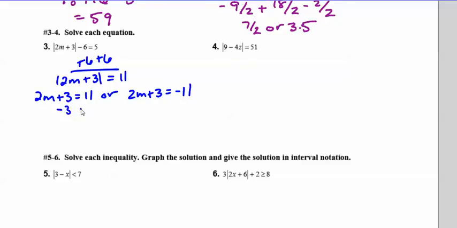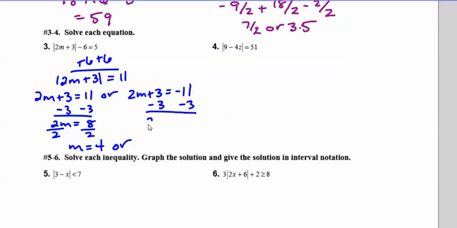So I will subtract 3 on both sides. 2m equals 8, and divide by 2. m equals 4. Or, over here when I subtract 3, I get 2m equals negative 14, and when I divide by 2, I get m equals negative 7. So there are two solutions.